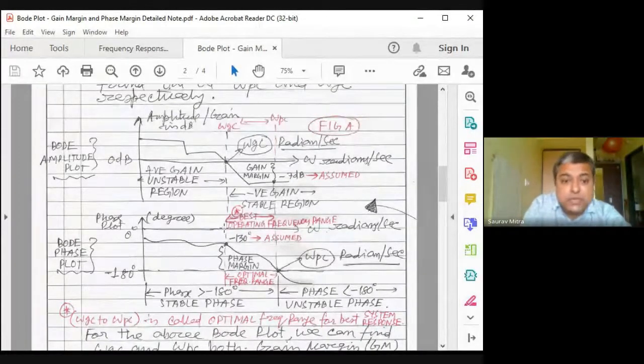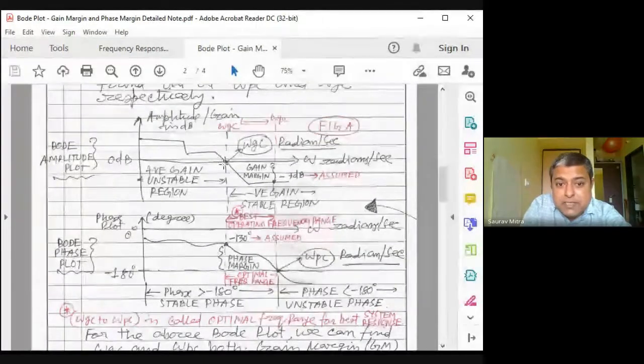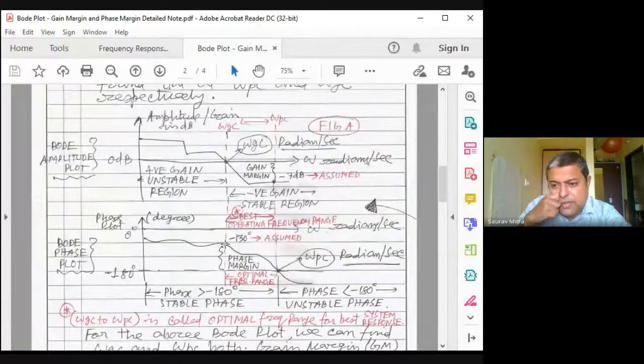But then also, phase-wise the system was stable, because at 10 radian per second, at omega GC, you found that phase is equal to minus 130 degree. So whatever this value is, just plot directly below and find how much the phase is. Phase is minus 130 degree. I have taken some arbitrary value here. From numerical calculation you can find this value.